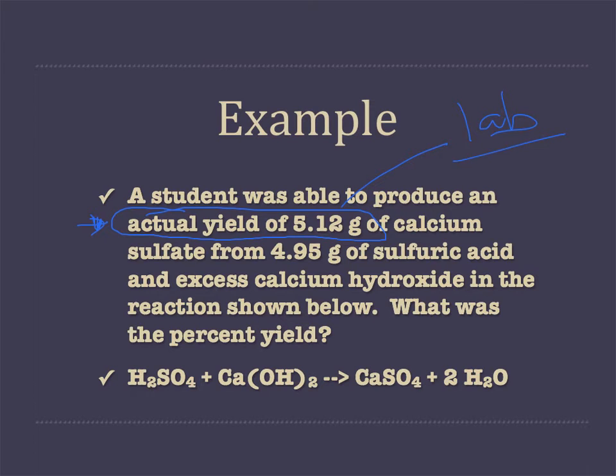Okay? Your job is to take what you're starting with and figure out how much of that would be if you did it with the theoretical. So, in other words, we're starting with 4.95 grams of sulfuric acid, and we want to figure out how much calcium sulfate is going to be produced. We know that the actual was 5.12, but what we've got to figure out is, well, what would happen if this were perfect? How much would we get? And that should be a little bit bigger than that number. All right, so let's work through that problem.